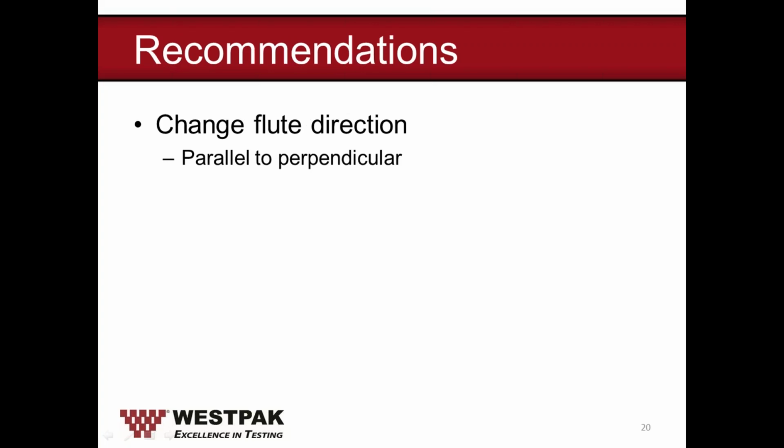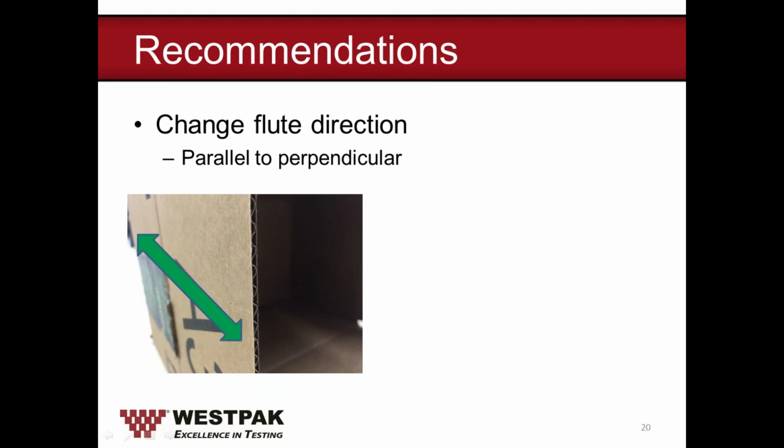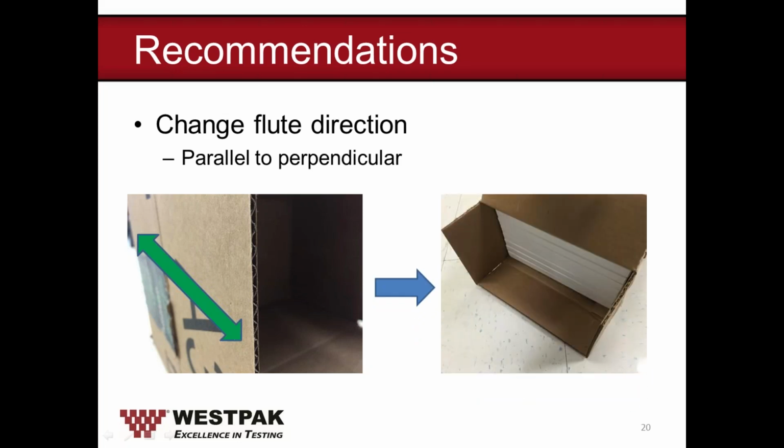Recommendation that we did. We said change the flute's direction. As you can see on the left right here, the flutes are parallel to the base orientation for testing. So instead of having the flutes help strengthen the box strength, it becomes like an accordion where it doesn't even provide any support at all. So we suggested to change the flutes to be perpendicular, as seen on the right, where the flutes are vertical to give it more strength.